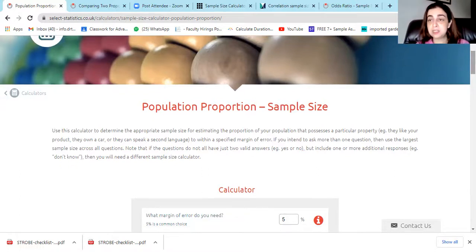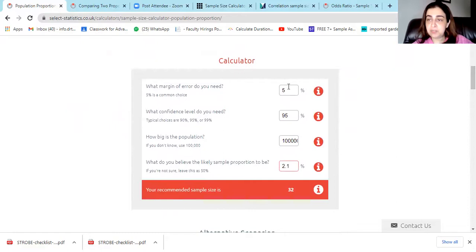In that case, you just need one piece of information, and that is the prevalence of that disease in your country, in your population. This is the information which is required. Margin of error, do you need it? Keep it at 5%. Confidence level, keep it at 95%. They are given. How big is the population?